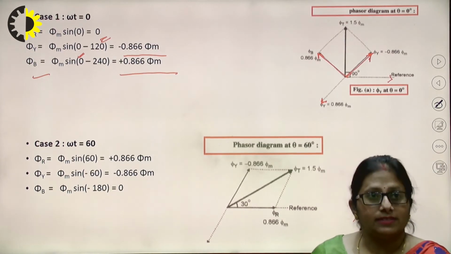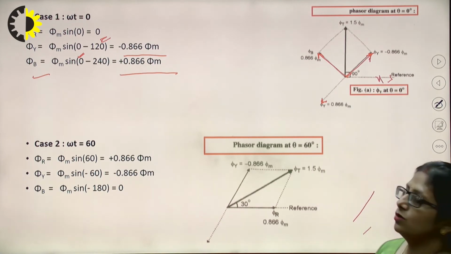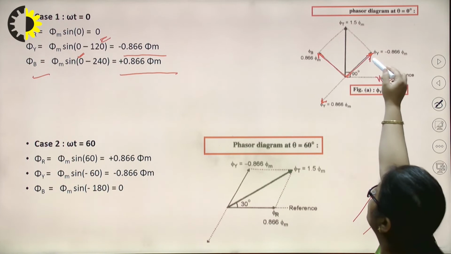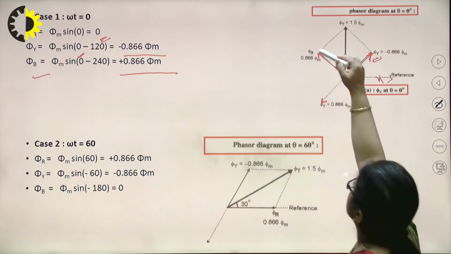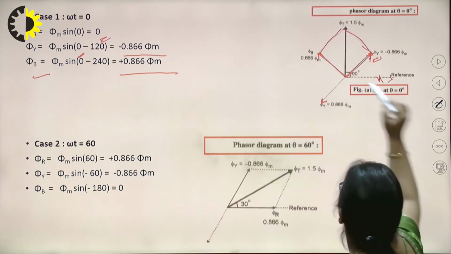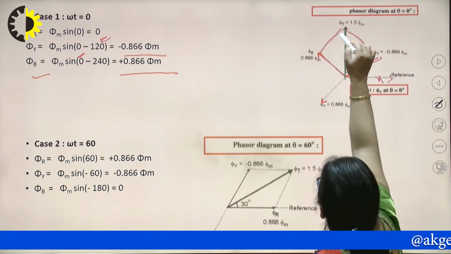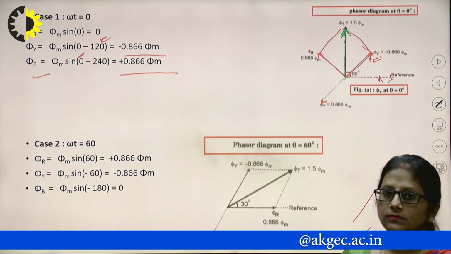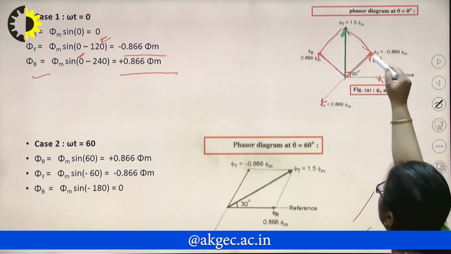So where would be the resultant? Phi r is 0, so this is not with us. The resultant of the two is the phasor addition of phi y negative and phi b, right? So obviously the resultant will lie over here. This is the resultant, which I have shown in green, right? What will be the magnitude of it? The magnitude can be very easily known.